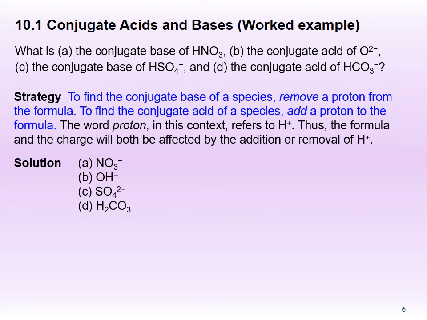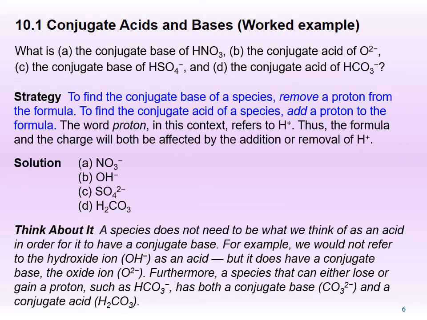Part D. A conjugate acid is the species obtained after a base grabs hold of H+. Identify the base. It is hydrogen carbonate, HCO3-. Add H to HCO3- first. We get H2CO3-. Next, take charge into account. 1 plus minus 1 is 0. Thus, we get H2CO3.